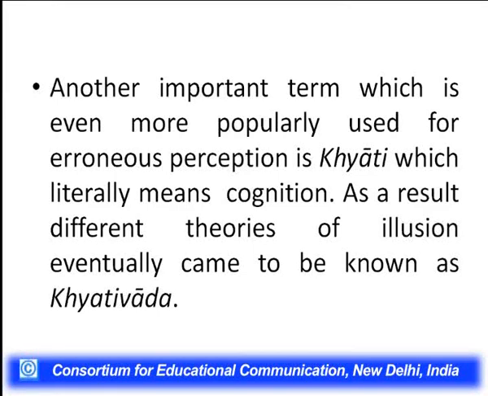Now, there is yet another term which is popularly used for error, which is Khyati. Another important term, even more popularly used for erroneous perception, is Khyati, which literally means cognition. As a result, different theories of illusion eventually came to be known as Khyativad. It is a queer case to understand that even though the term Khyati does not necessarily mean an erroneous cognition, it only means some cognition, the term Khyati has eventually come to be associated with error, so much so that different theories of illusion or error are now referred to by the term Khyativad.